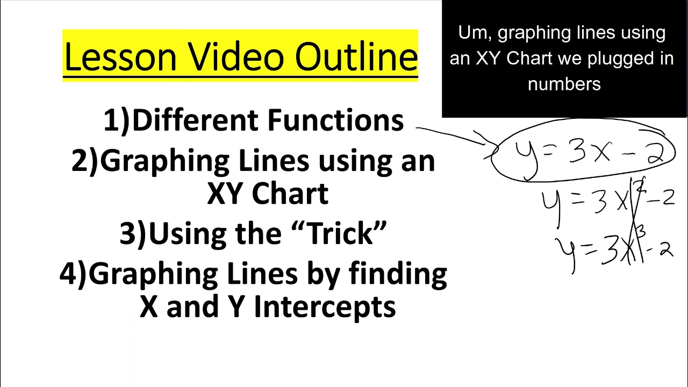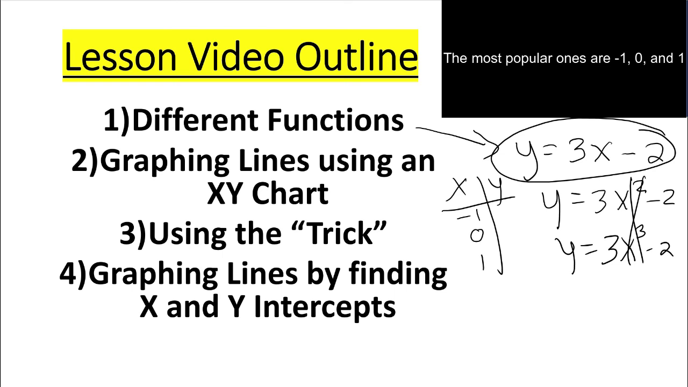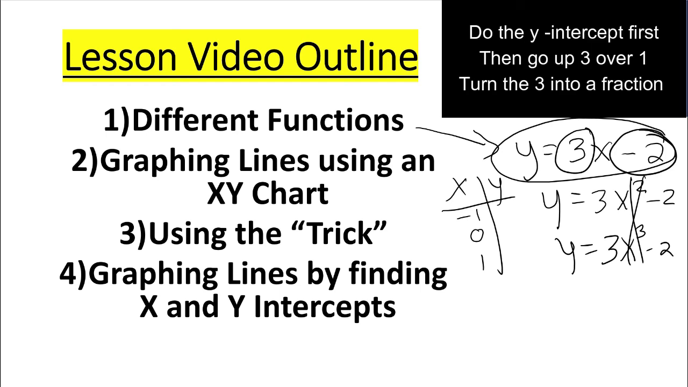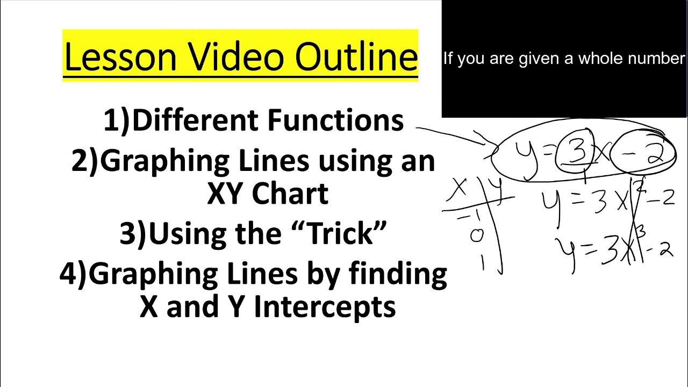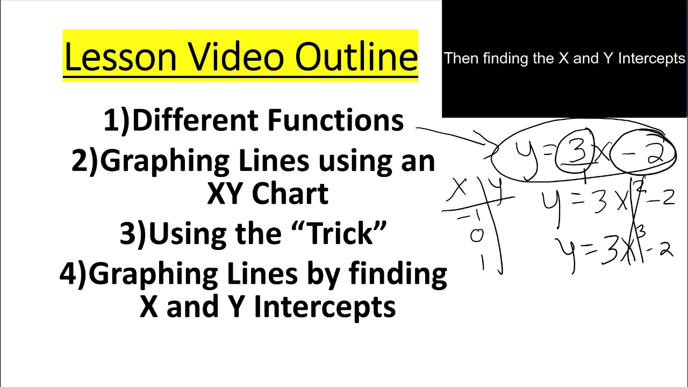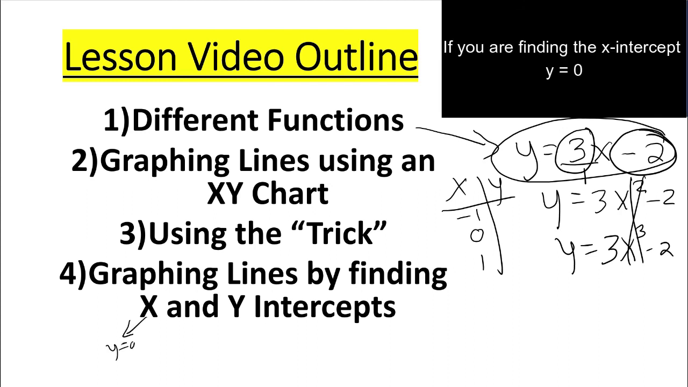Graphing lines using an XY chart, we plugged in numbers. The most popular ones are -1, 0, and 1. We use the trick by looking at the slope and the y-intercept. Do the y-intercept first, then go up 3/1. Turn the 3 into a fraction. If you're given a whole number, always turn it into a fraction to make it easier. Then finding the x and y-intercepts: if you're finding the x, y equals 0. If you're finding the y, x equals 0.